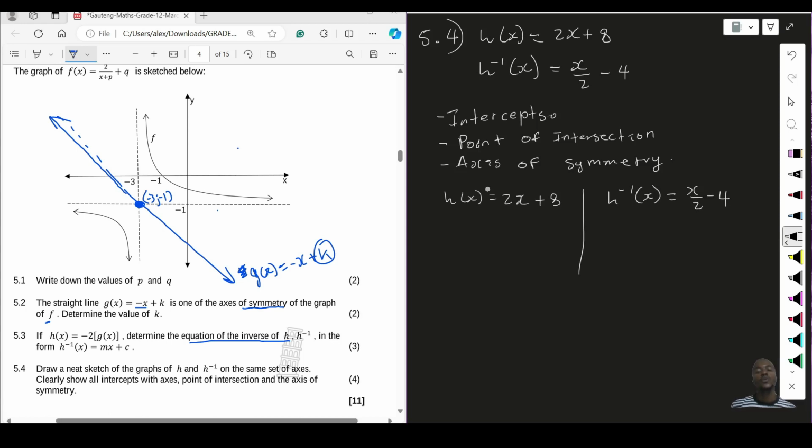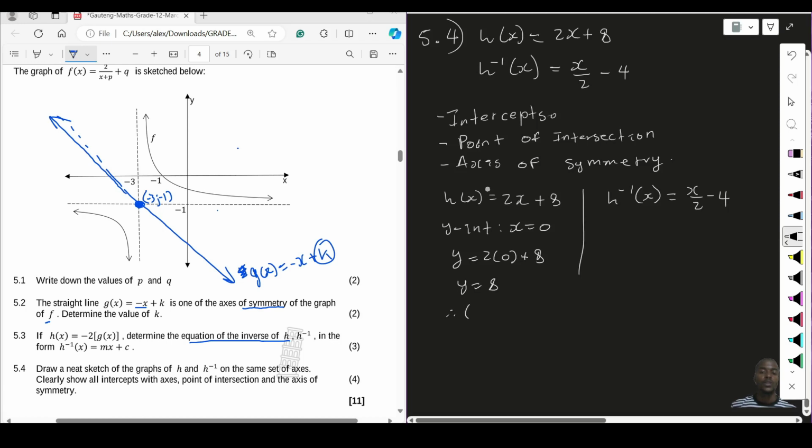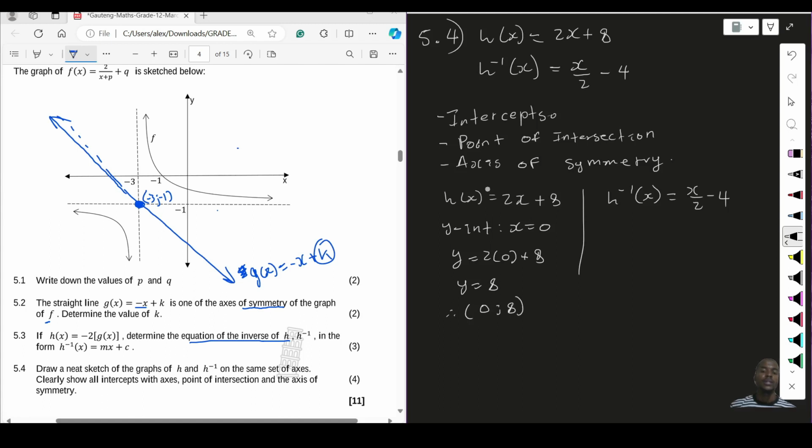Then let's look for the y-intercept. For y-intercept, let x to be equals to 0. So I'm going to say y is equals to 2 times 0 plus 8. Y is equals to what? 8. Therefore, you write the coordinates. X is 0, y is 8. So we have found the y-intercept.